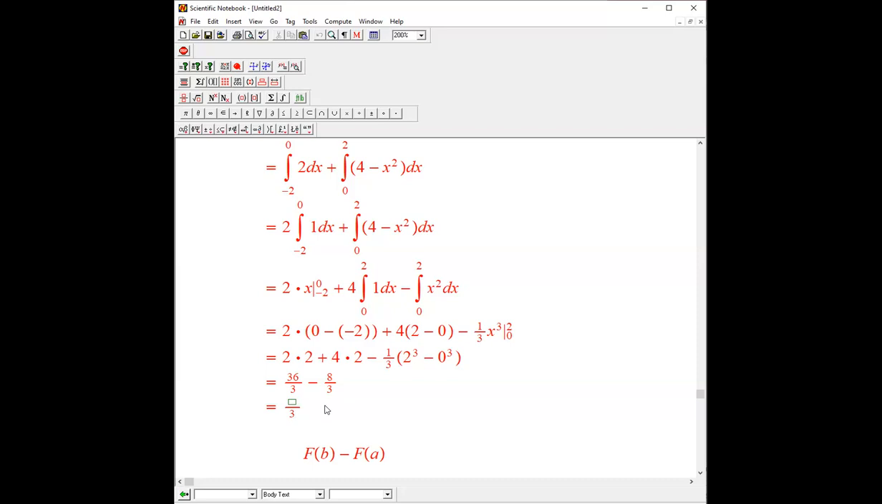So let me just finish it up. 36 minus 8, that's 28. That's finished. So that's some of the examples of following the fundamental theorem of calculus part 2. What can be done, right? The new notation, the difference of notation.